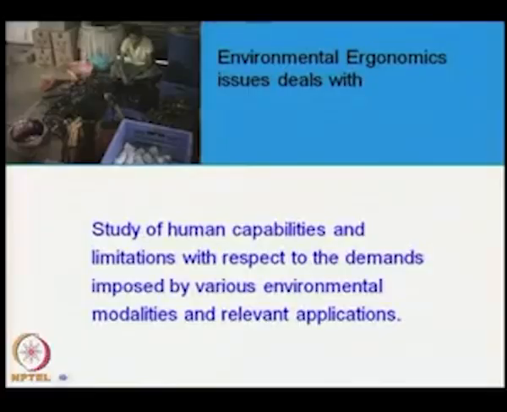Now, environmental ergonomics deals with the study of human capabilities and limitations with respect to the demands imposed by various environmental modalities and relevant applications. Like in this figure, it says the total display of the work equipment.